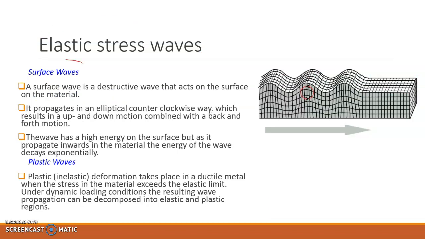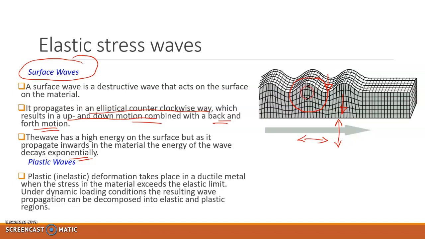Another type of wave is surface waves. In surface waves, the wave propagates in an elliptical counterclockwise way as shown in this picture. This elliptical counterclockwise movement is a combined up and down motion with a back and forth motion. So it is a combination of longitudinal waves and S waves. These waves have a higher intensity on the surface of the material, but if propagating inward in the material, they decay exponentially.